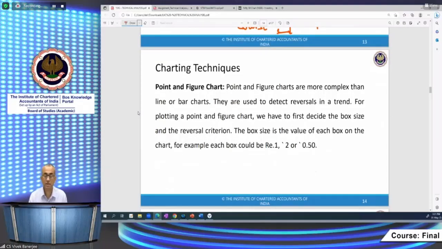Under the charting techniques, come to another slide, which is the point and figure chart. Actually, the point and figure chart is very rarely used because it is slightly more complicated than the other charting methods. But nonetheless, it can be used, and there is a certain method by which it can be used. I will give you an example.